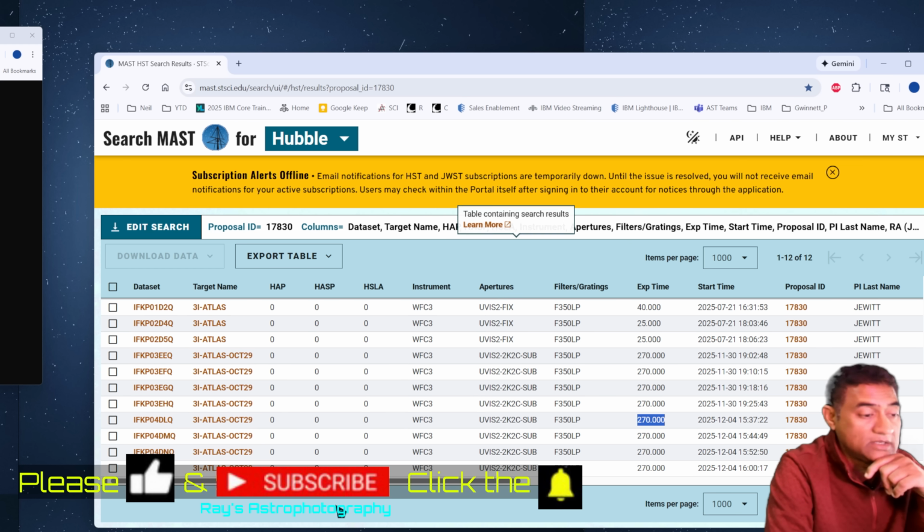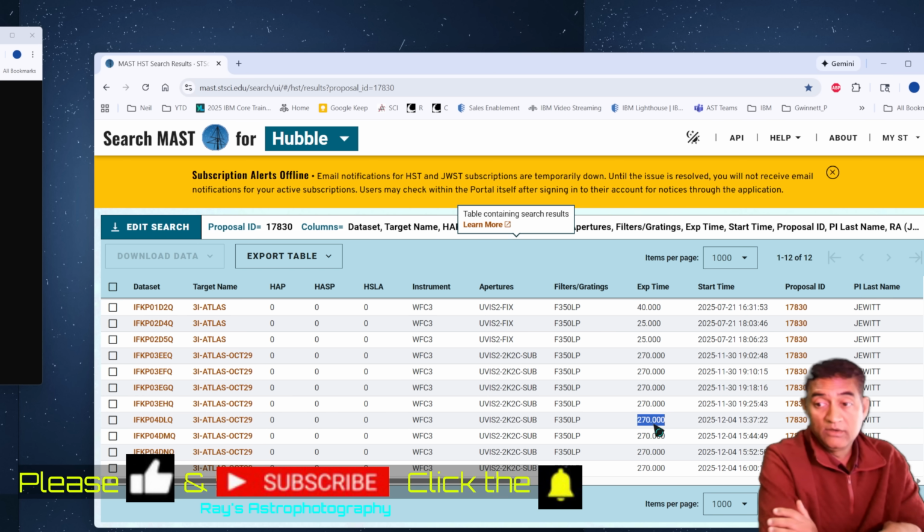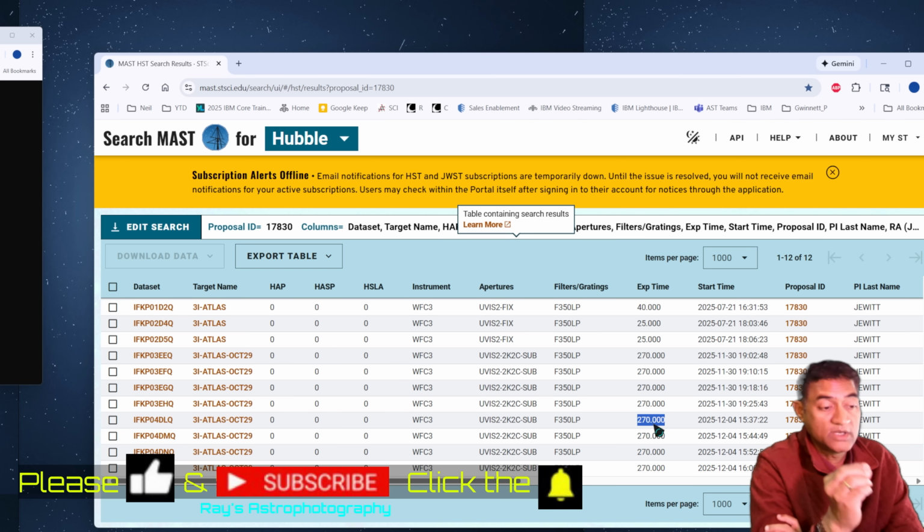From the Hubble website, I downloaded the pictures. You are seeing the four pictures that were taken on December 4th. These were actually 270-second exposures. I would have preferred if they had taken 40 seconds or 25 seconds. The image is so bright, we would have seen more structure if they had taken a smaller exposure.